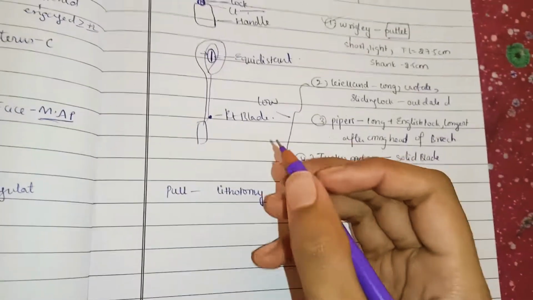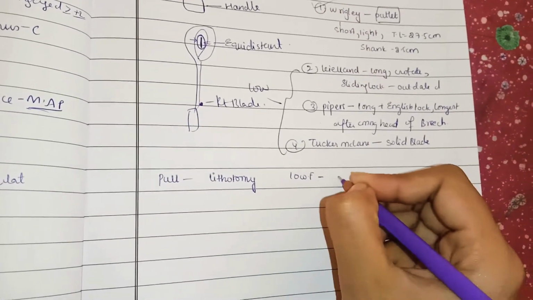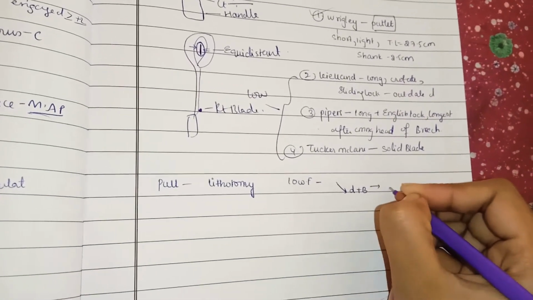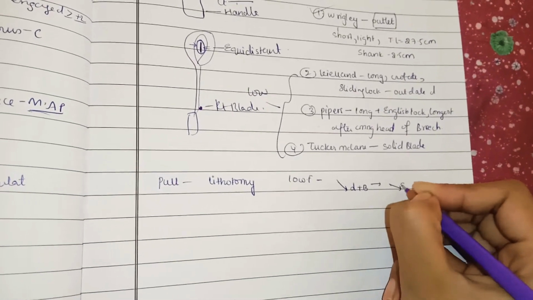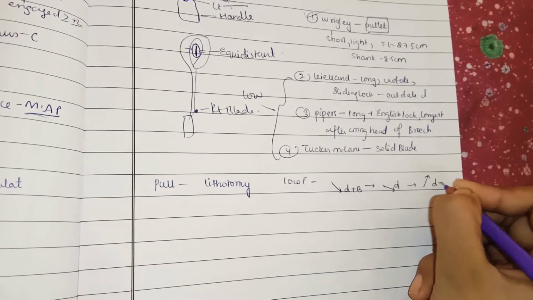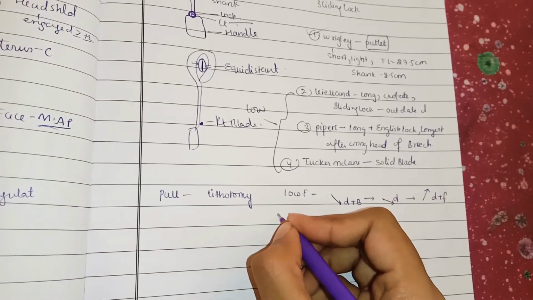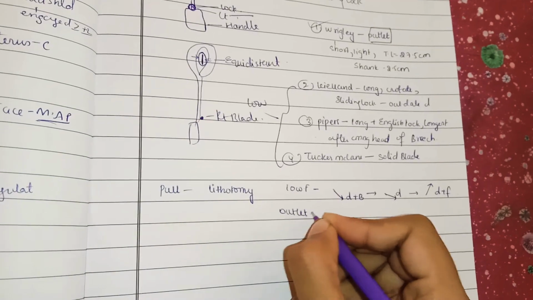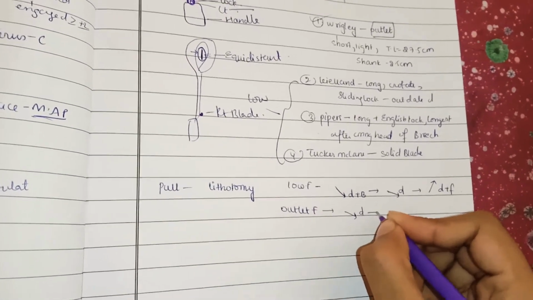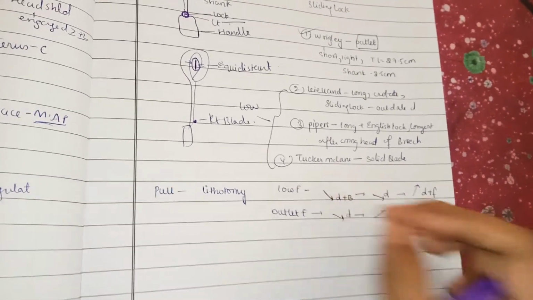Now let us see the direction of pull in low forceps. In low forceps, you first pull downward and backward, followed by a second pull which should be downward, and the third pull should be downward and forward. So these are the pulls you do in low forceps. In the case of outlet forceps, the first pull will be downward, and the second pull will be downward and forward. So these are the pulls you need to follow in low and outlet forceps.